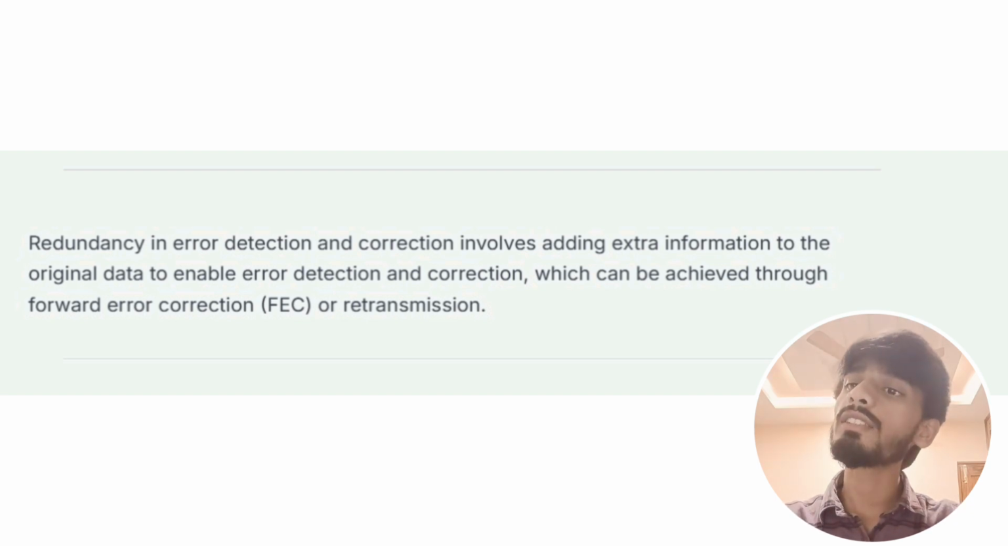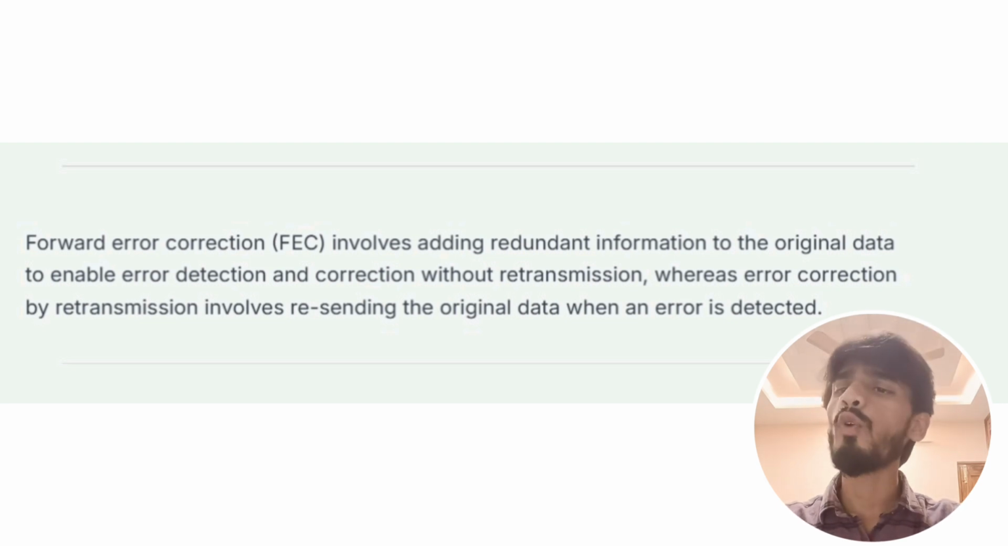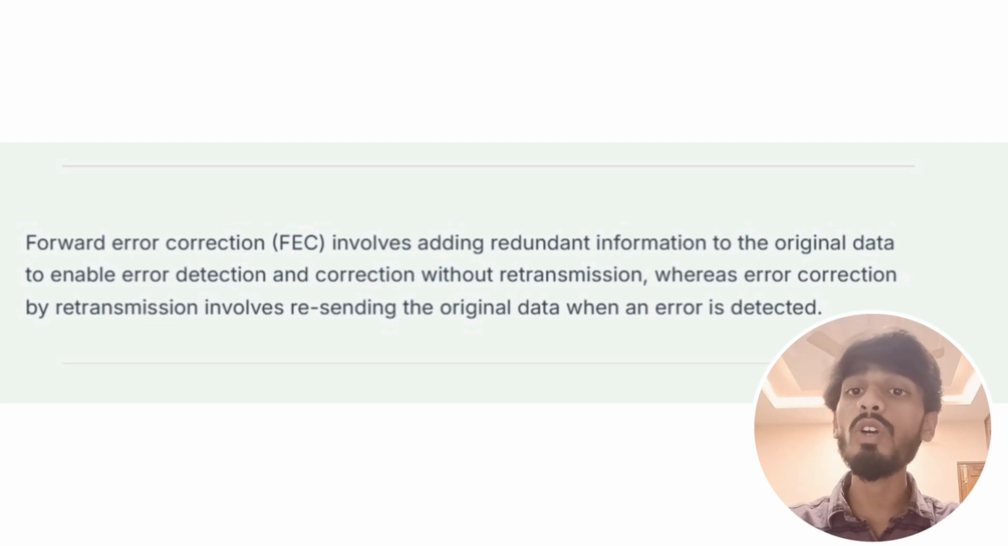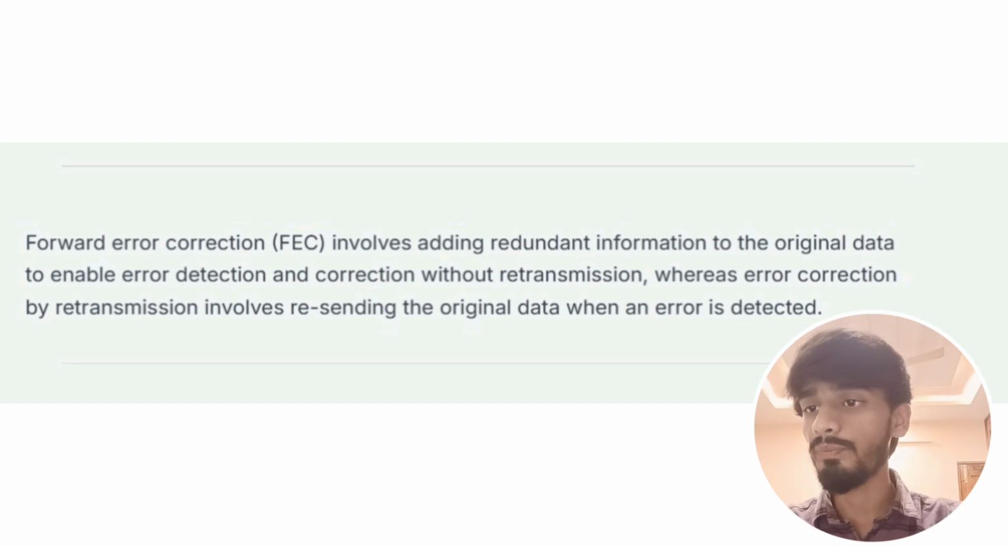Next, let us distinguish between forward error correction and error correction by retransmission. Forward error correction involves adding redundant information to the original data, enabling error detection and correction without retransmission, whereas error correction by retransmission involves resending the original data when an error is detected.